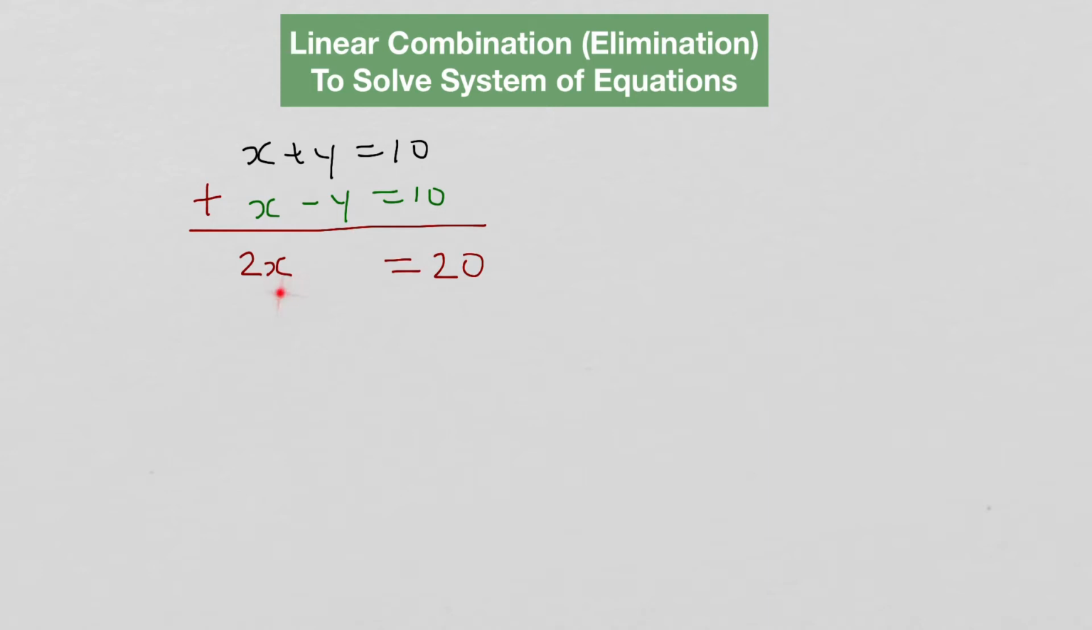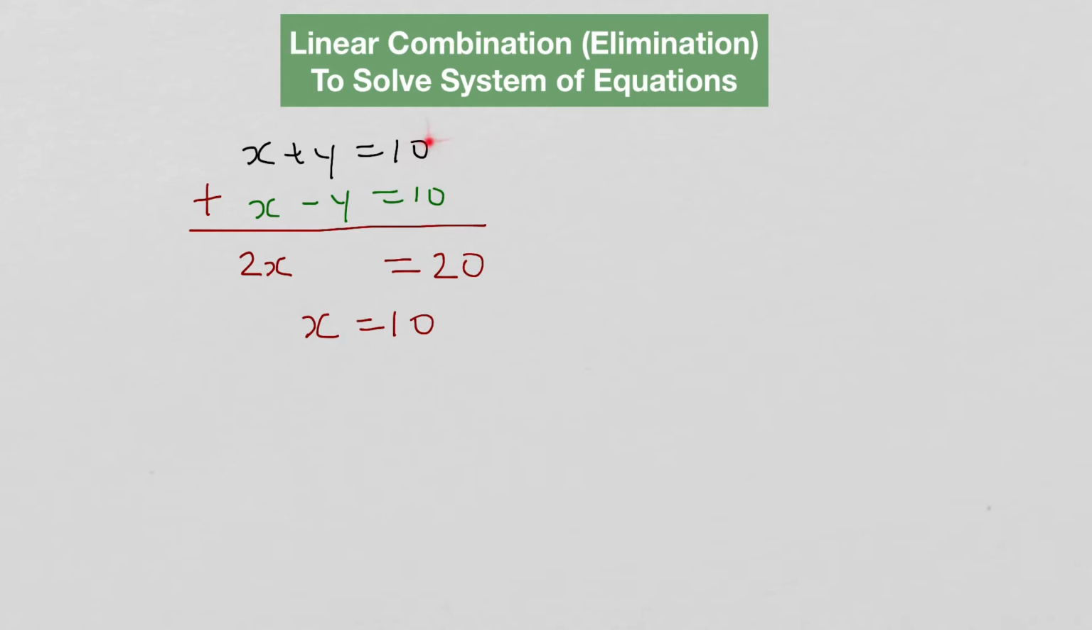Now we can solve for x. And to do that, we divide both sides by 2, or multiply by the reciprocal of 2, which is 1/2, and we get x is equal to 10. Okay, really simple, very quick, very effective. Now that we have x, we can plug x equals 10 into one of these two equations to solve for y.